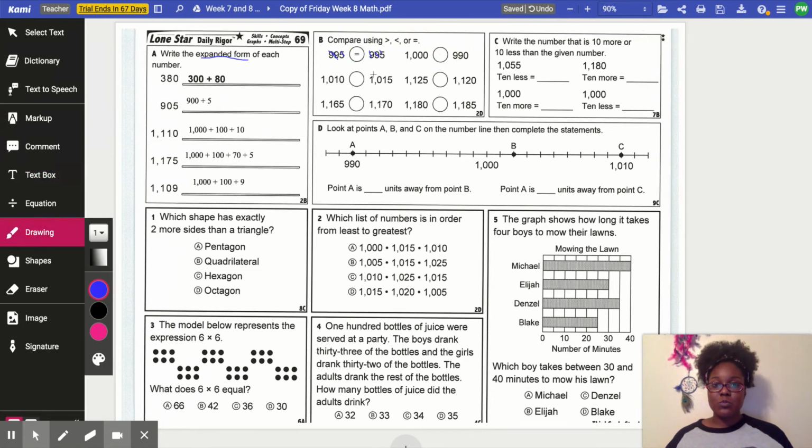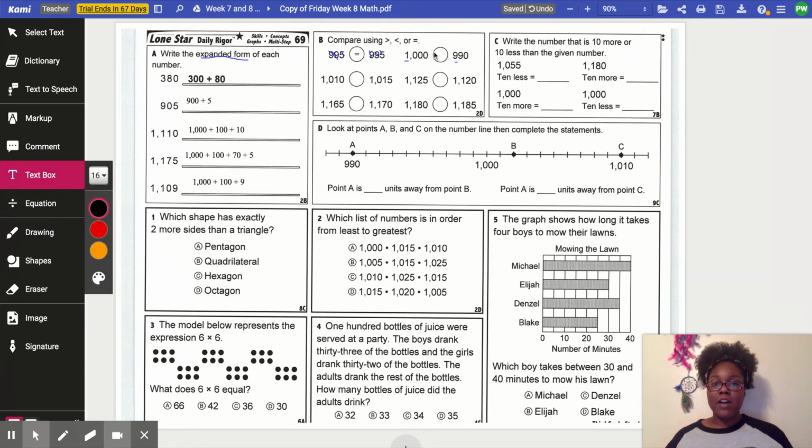On this next one, we have 1,000 and we have 990. Well, this one goes all the way to the thousands place, and this one only goes to the hundreds place. So I already know that 1,000 is greater than 990.